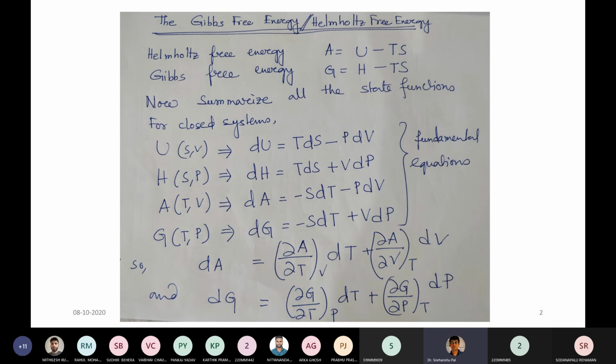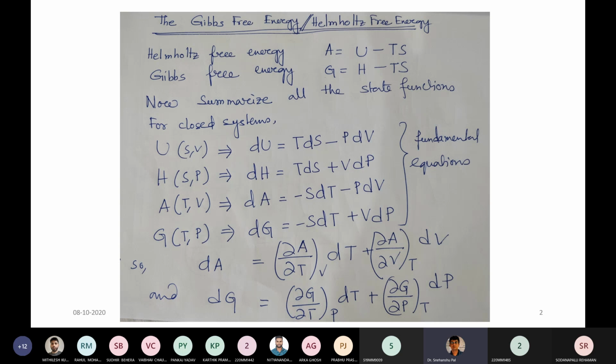So now you can formally say that thermodynamic potentials are state functions which, if you take them together with the corresponding equation of state, can describe the equilibrium behavior of a system as a function of natural variables.